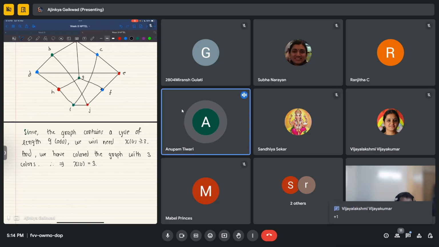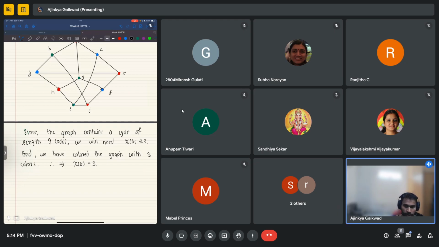Sir, is there any relation between chromatic number and H coloring chi dash G? I mean, there are some inequalities, but there is no direct relation. I don't think there is any general relation between chi of G and chi prime of G. As far as I know, it is not there in the course, that I'm sure, because I have seen the lectures and I didn't see any relation. So most likely no.